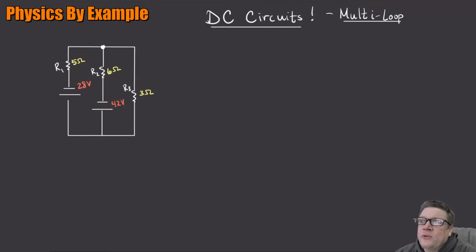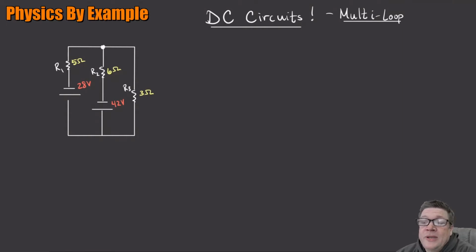So using those rules, let's see if we can find out. The name of the game is to find the currents through these resistors. In that way, we could figure out what the power was, and find out how bright each of these light bulbs were. So what we're going to do is evaluate loops.